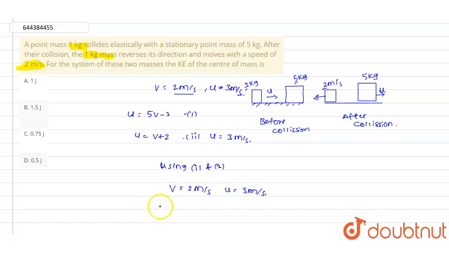The kinetic energy of the center of mass will be kinetic energy equals to half into mass of the system into v cm square. So here cm is the center of mass. Okay, so we will be getting the value 0.75 joules as a system kinetic energy. Okay, kinetic energy of the center of mass. So according to this, we have the option C as 0.75 joules, which is the correct answer for this question.